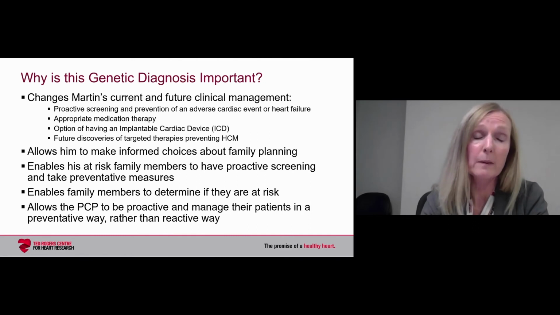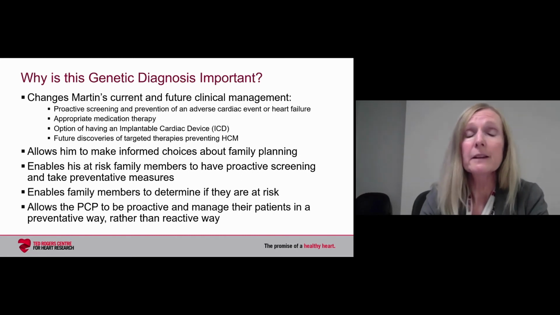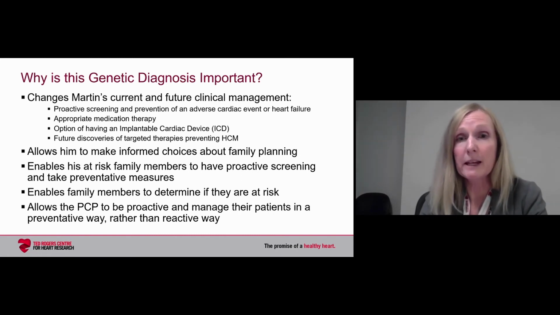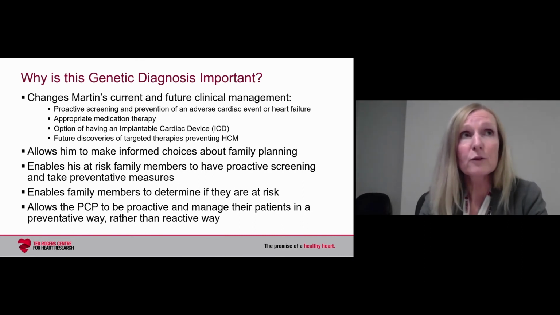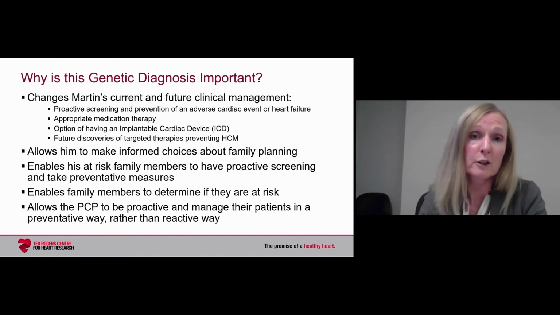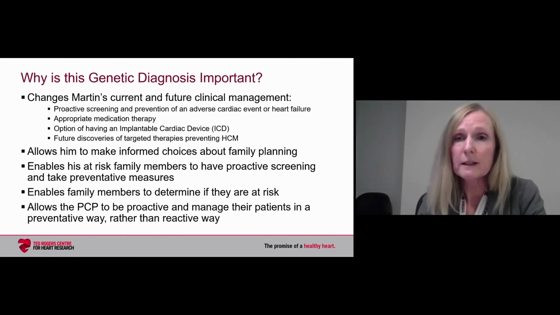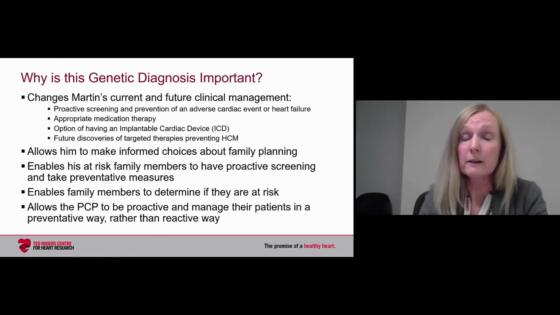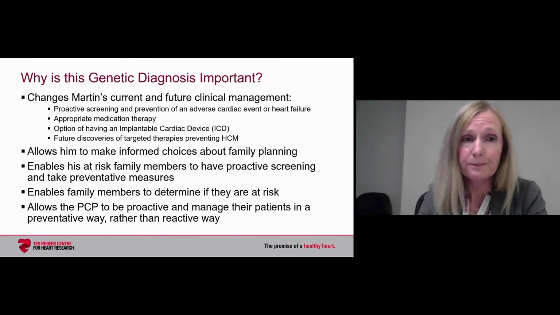Also, this would allow him and others down the road, or potentially future children of Martin's, to benefit from discoveries of targeted therapies that might prevent HCM. Again, knowing the underlying genetic cause allows for the possibility to develop targeted therapies. This allows Martin to make informed choices about family planning and enables him and his family members to have proactive screening and to take preventative measures.